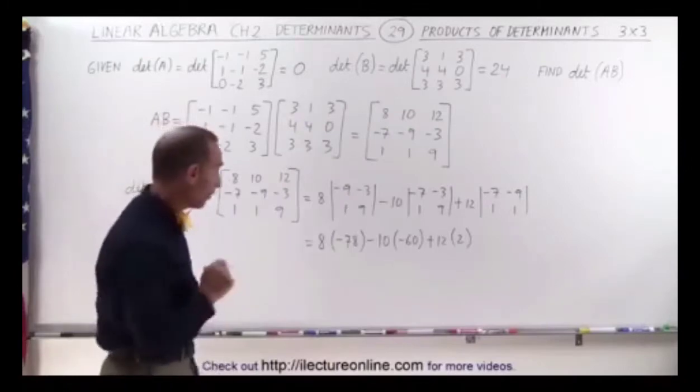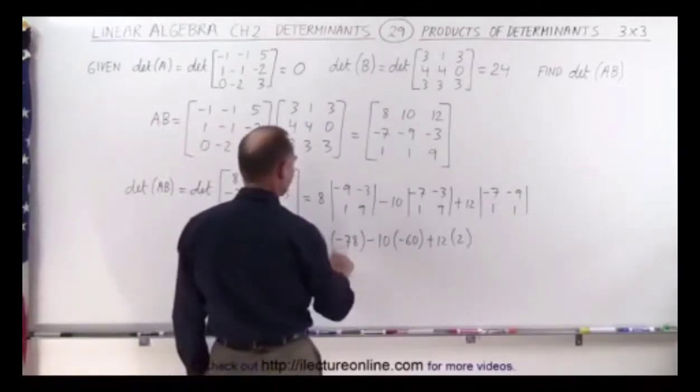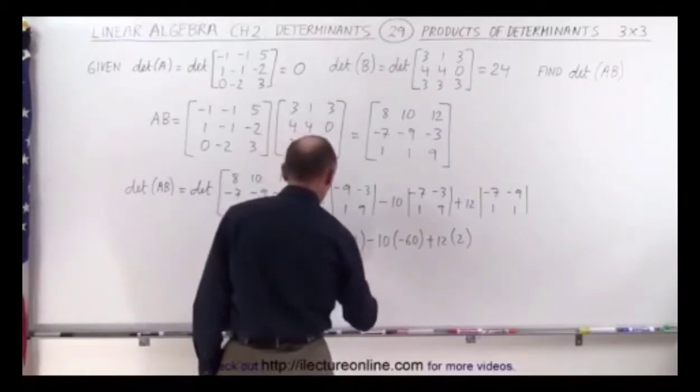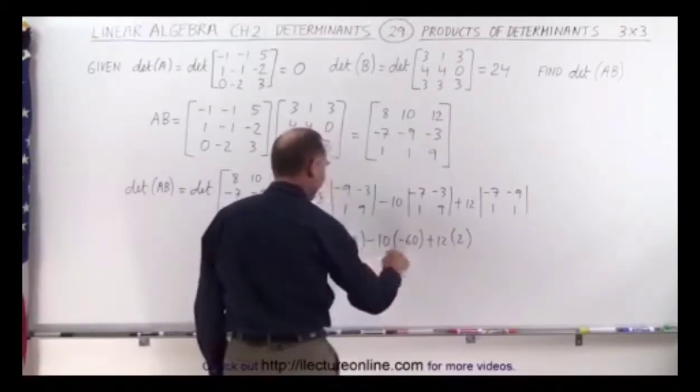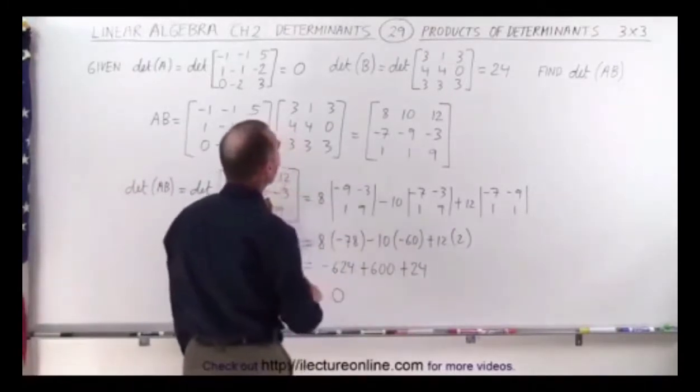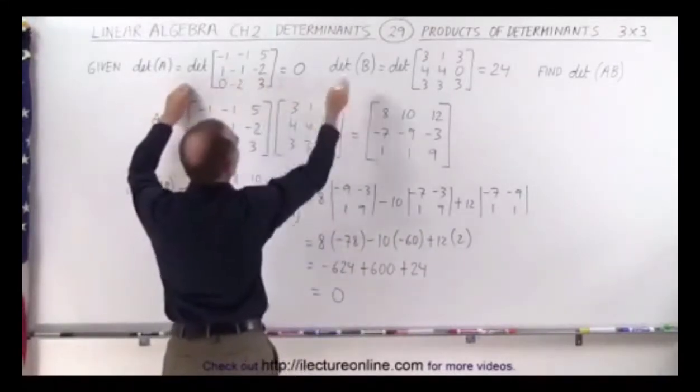Okay, let's now simplify that further. This is equal to, well, 8 times 80 is 640, but minus 16, that would be 624 minus 624. When you add all those together, indeed, you will get 0. Which is what we get when we multiply the determinant of A times the determinant of B.